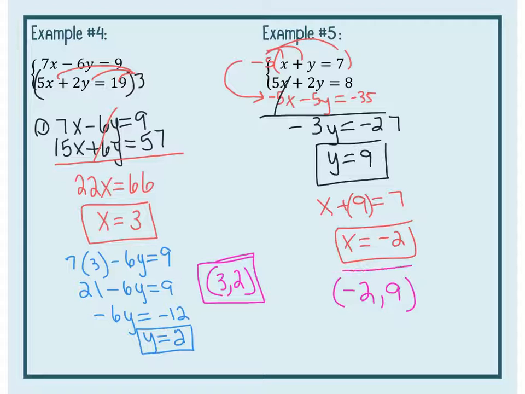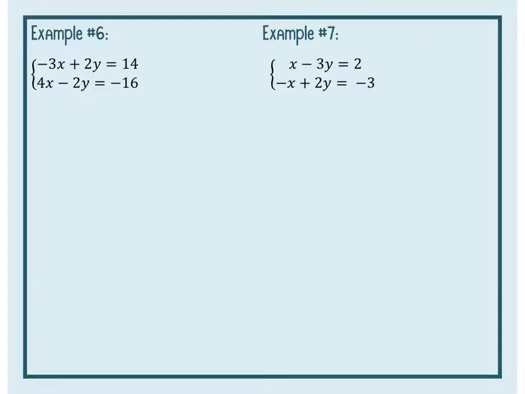Remember, this is the only ordered pair that should make both of them true. Let's do another one together. Now, I look at this one and say, you know what? It looks actually pretty easy because I already see that this is perfectly set up for elimination. I actually don't need to multiply by anything. I say that because my y's are already lined up and they have the same number but different signs.